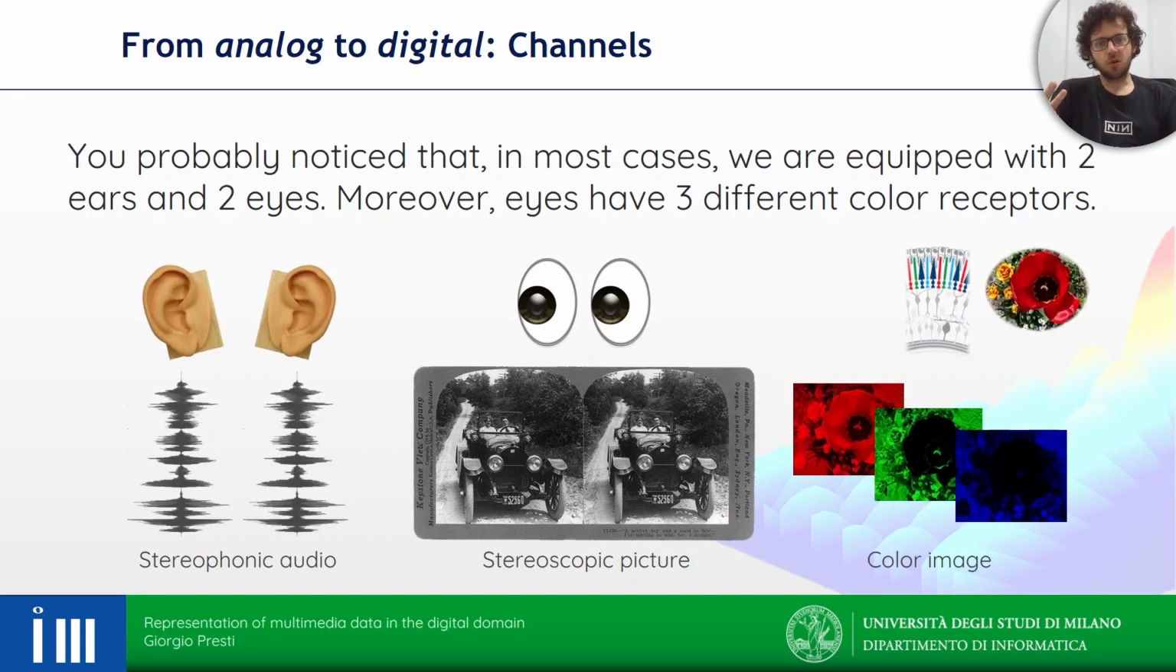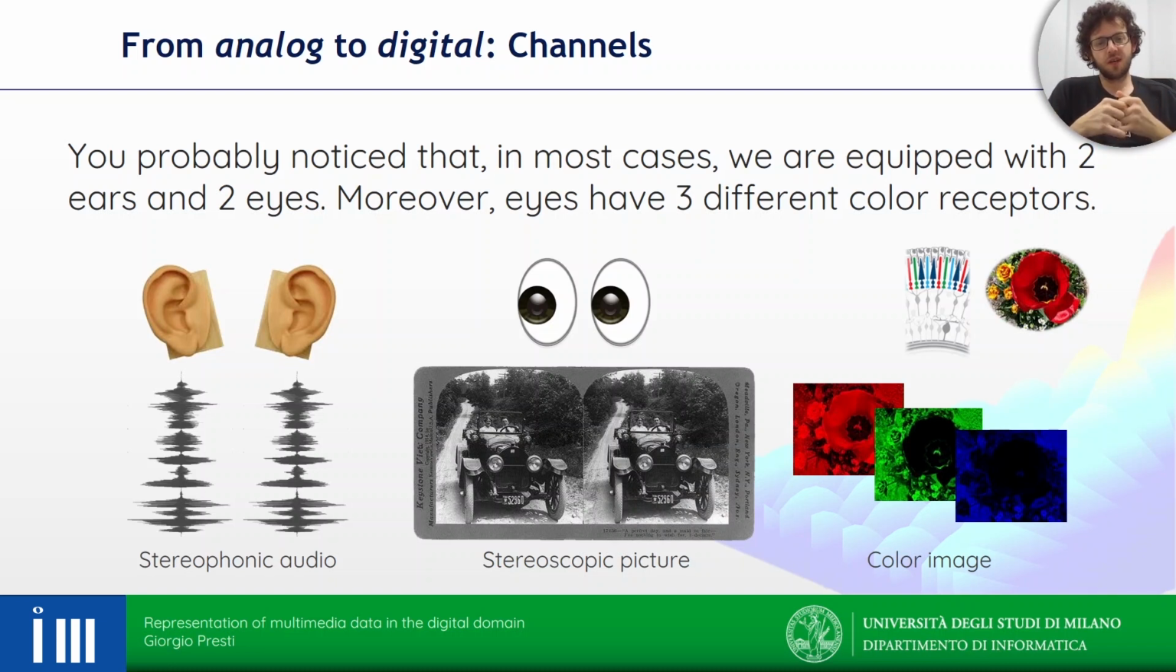And what about colors? Also, colors can be considered 3 different signals aimed at providing an illusion of color. We have 3 color receptors, one for red, one for green, and one for blue. So each color image you see is actually made of 3 different images, one for each color receptor of your retina. These different signals are called channels.